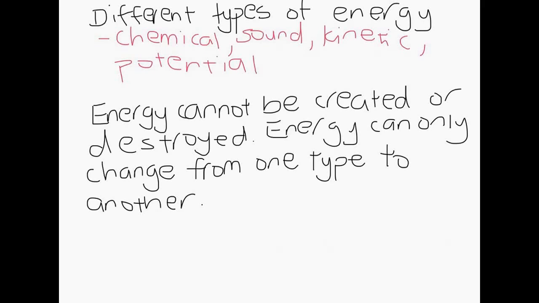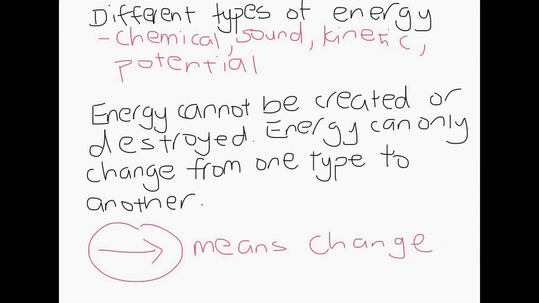And the last thing is we use an arrow to show energy transformation. This arrow means change. Okay, so that's the end of lesson 2. Please remember, these are the main points you need to know: energy cannot be created or destroyed. It can only change from one type to another.